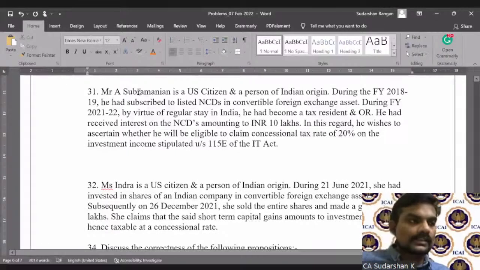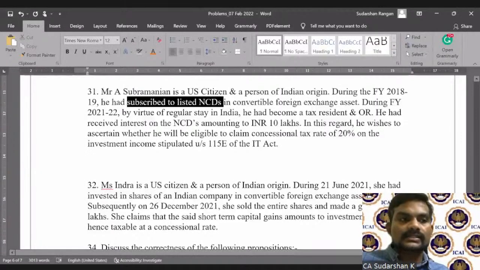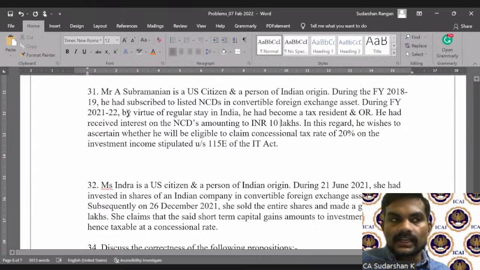So I'll repeat the question again. Subramanian is a US citizen and a POI. During financial year 2018-19, he had subscribed to listed NCDs in convertible foreign exchange. At that time, let's assume that he was a non-resident. During financial year 21-22, he was in India. Maybe due to COVID, he would have come and stayed back. From a tax standpoint, he becomes a resident and ordinary resident for financial year 21-22. Now the question is, there is an interest amount which he has got from the NCDs that he holds, amounting to INR 10 lakhs.